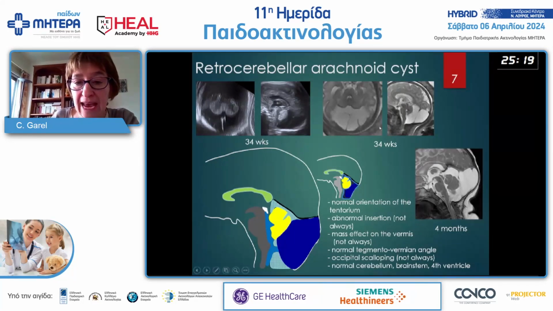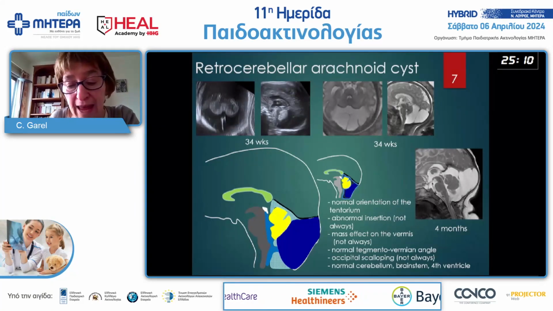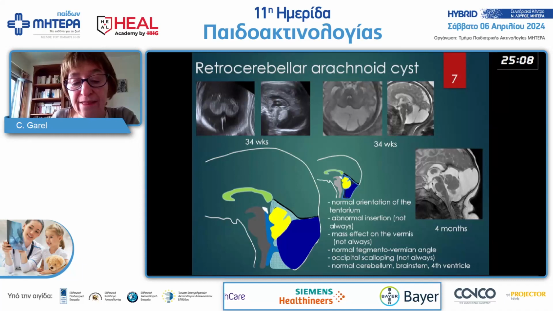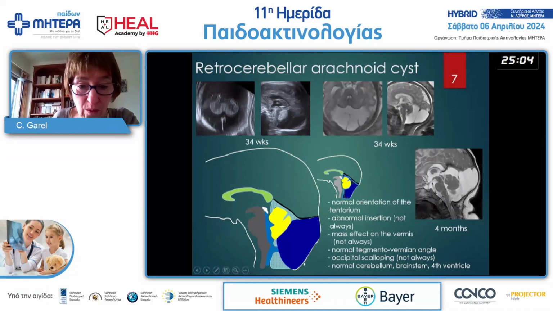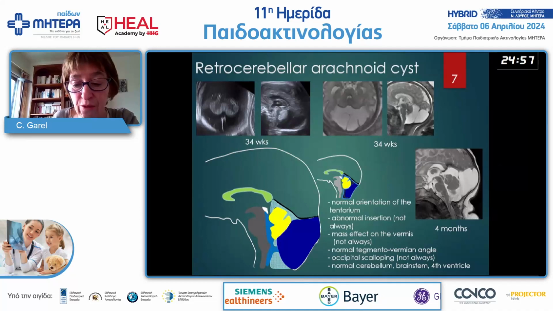There may be, as in this example, a mass effect on the vermis, but it depends on the size of the cyst. The tegmental Vernian angle is normal, and there may be an occipital scalloping, not always, depending on the size of the cyst. But the cerebellum, the brainstem, and the fourth ventricle are normal.